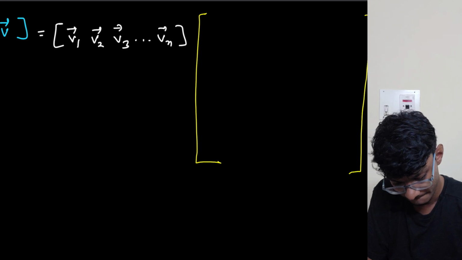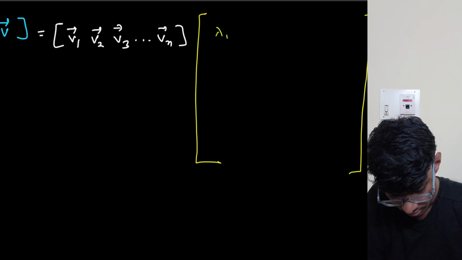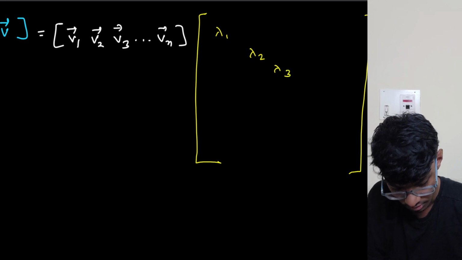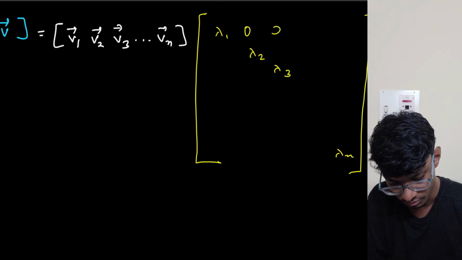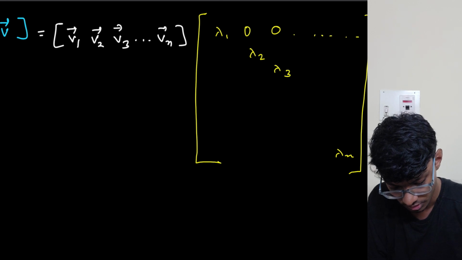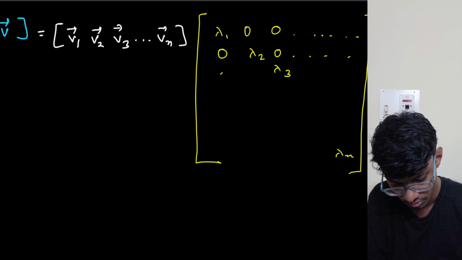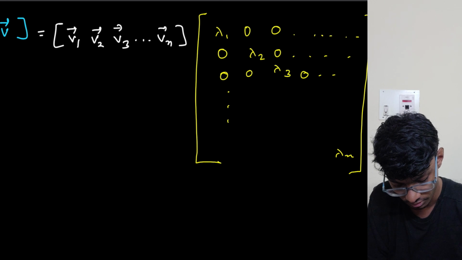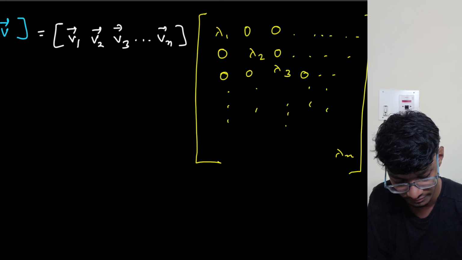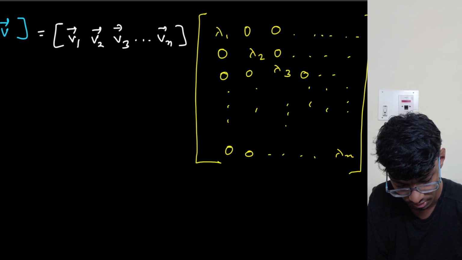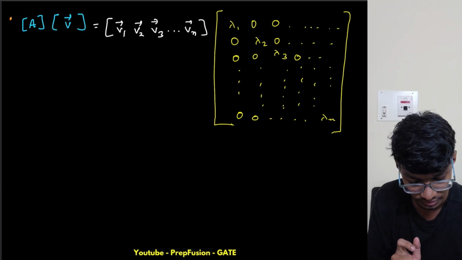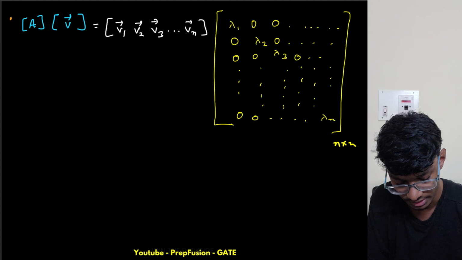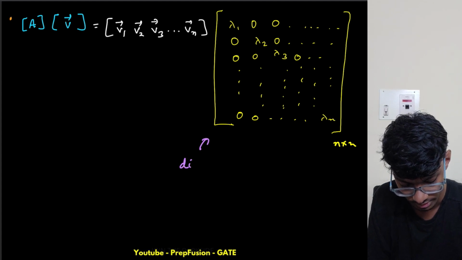So this will be this matrix: lambda 1, lambda 2, lambda 3, and this keeps going on until lambda n at the end, and all of these other entries are 0. This goes on till here. All of them are filled with zeros. So what is the order of this matrix? The order of this matrix is n cross n, and this matrix is known as a diagonal matrix.